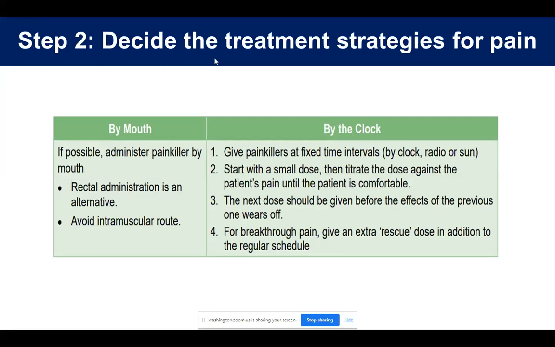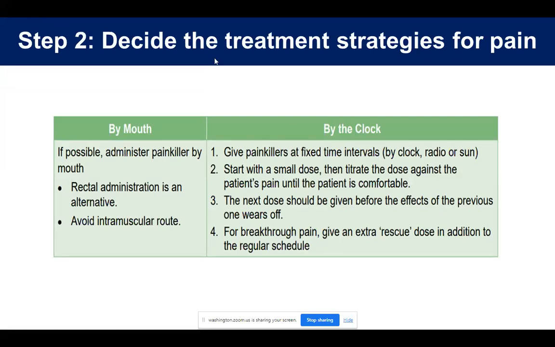You explain to the patient to take the doses at the right intervals. Like if it's a three-times-daily dose, take it every 8 hourly; if a 6 hourly dose is there, then explain to the patient it should be by the clock.